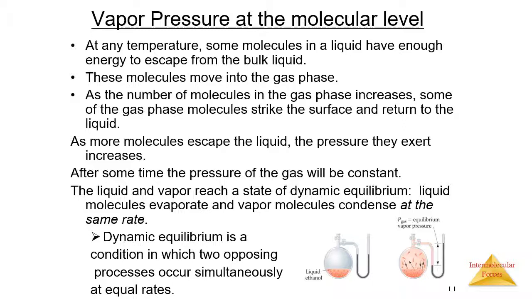The liquid and the vapor reach a state of dynamic equilibrium, where liquid molecules evaporate and vapor molecules condense at the same rate. Dynamic equilibrium is a condition where you have two opposing processes occurring simultaneously at equal rates.